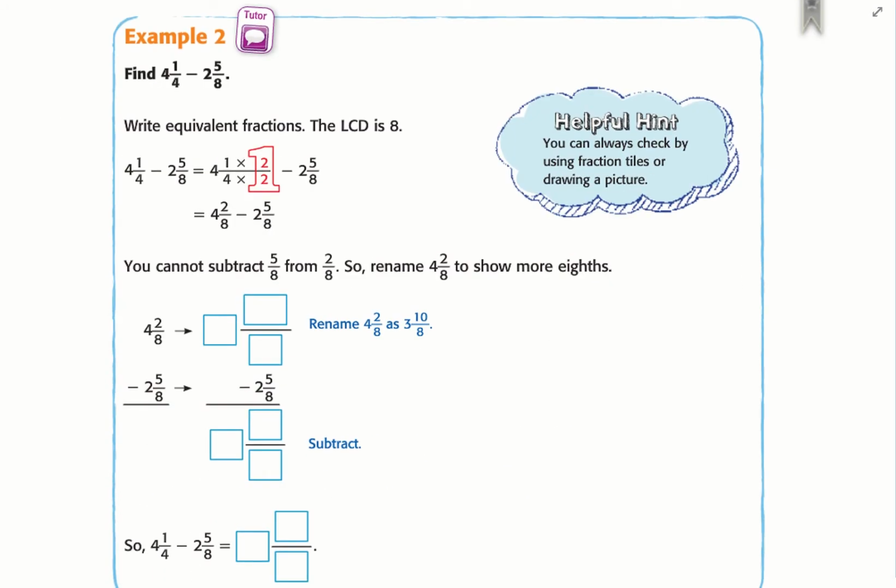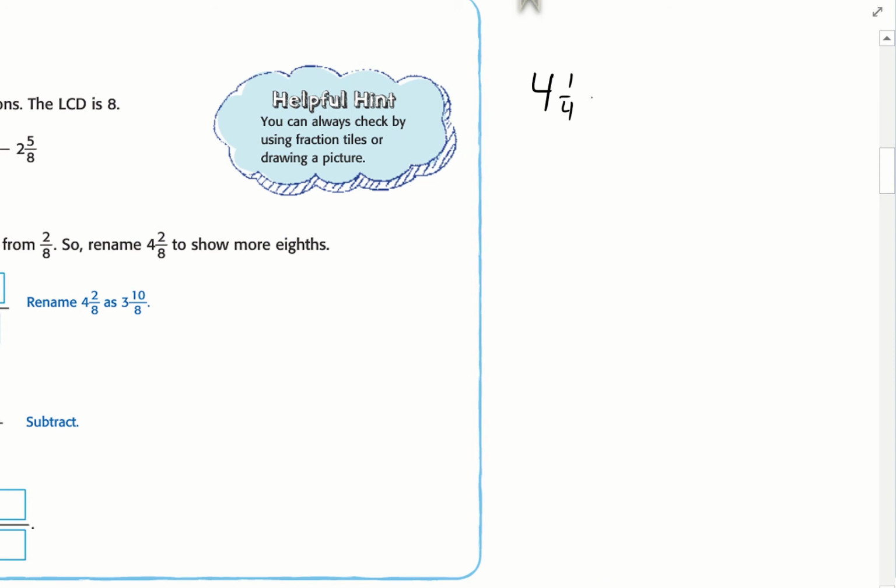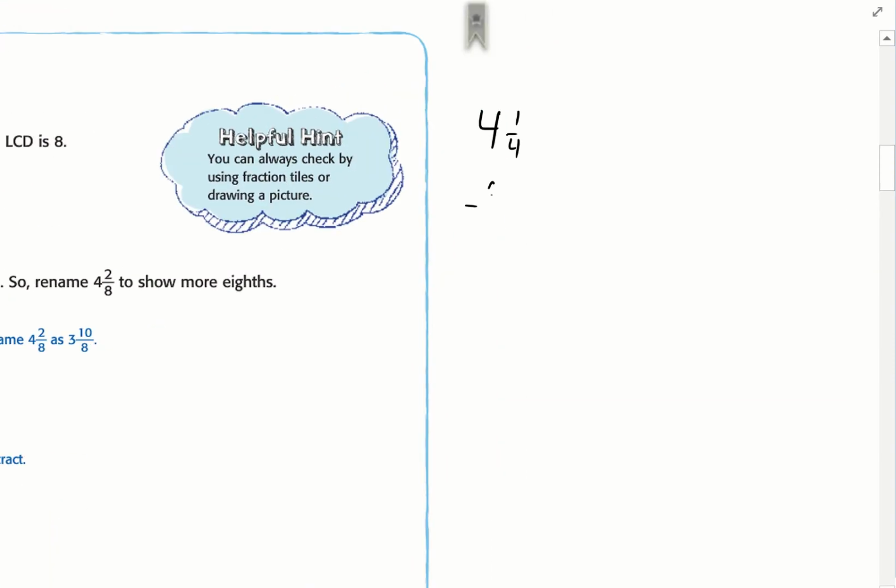So example 2, I have 4 1/4 minus 2 5/8. I'm actually going to do it to the side first. So 4 1/4 minus 2 5/8. The first thing I noticed is my denominators are different. So I can make both my denominators be 8, because that's my least common denominator. I'm going to multiply by 2 on each side. So now my new equivalent fraction is 2/8. So 4 2/8. I'm going to rewrite 4 2/8 minus 2 5/8.